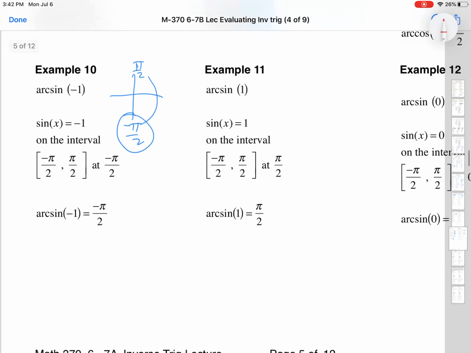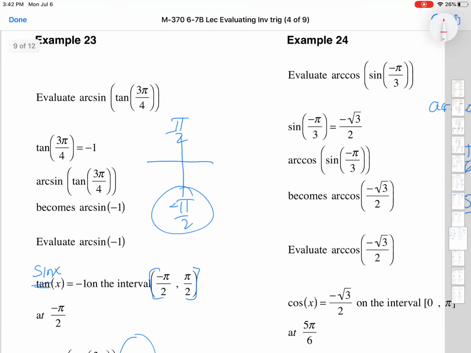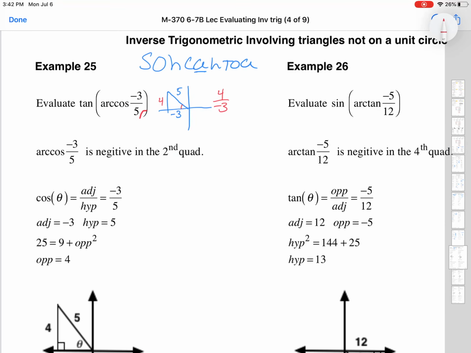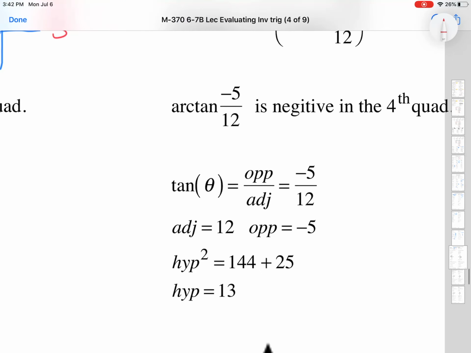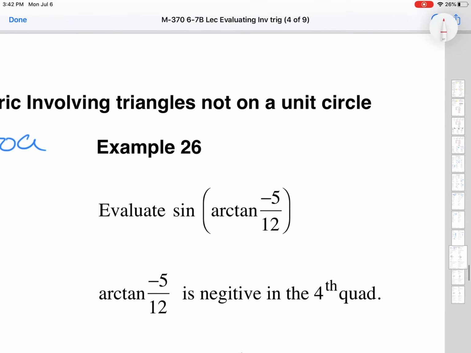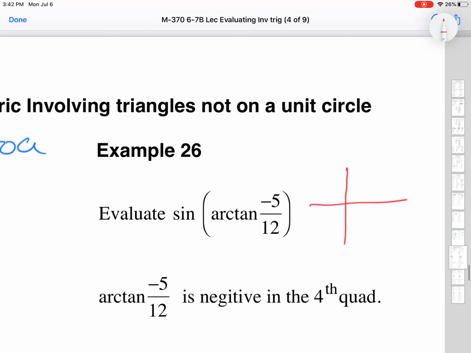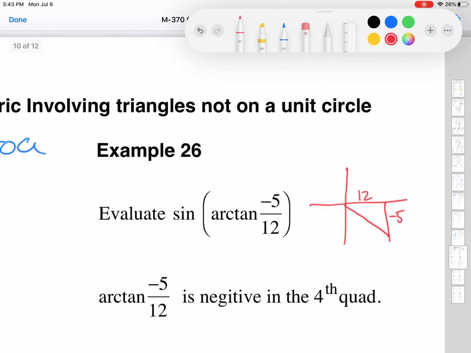Let me get back down to where we were a little bit farther. So in example 26, arctangent of -5/12. Where is that at? I'll draw it in red this time. It's down here. Because you know arctangent can only spit out in the first and fourth quadrant. You know tangent is opposite, the negative, over adjacent 12. Hypotenuses are always going to be positive.